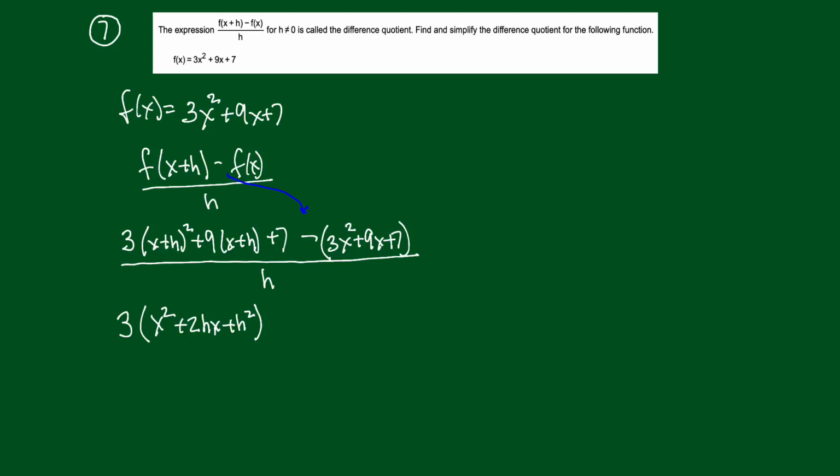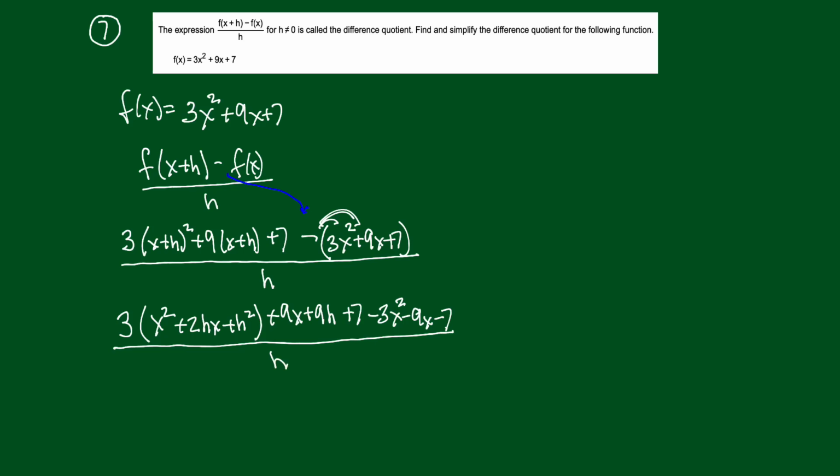All right, so I've got that part. Now, let's do this one right here. 9, let's multiply through by the 9, so we'll get plus 9x plus 9h, and then I got a 7, plus 7. Now, take that minus sign through all those terms. So I'll get minus 3x squared, minus 9x, minus 7, whole thing's divided by h.